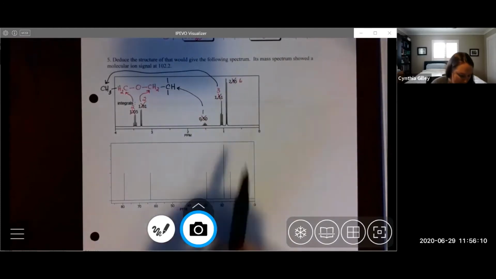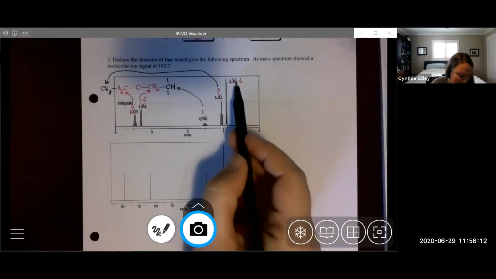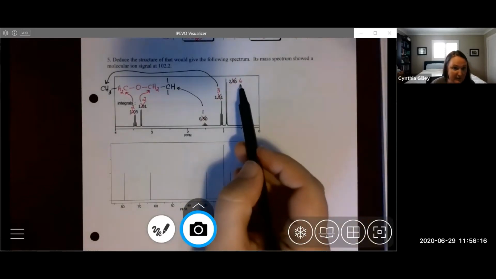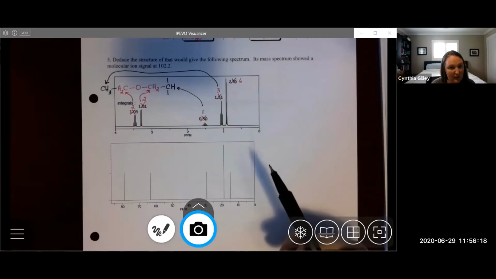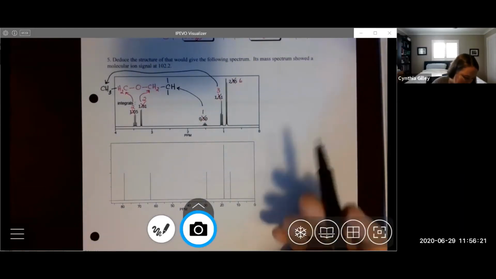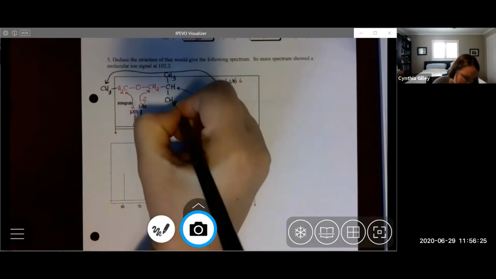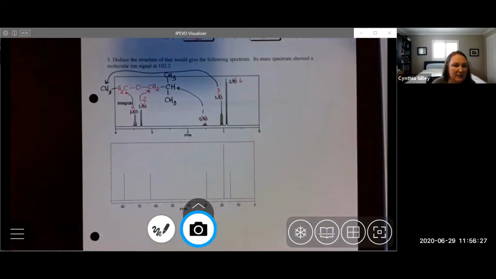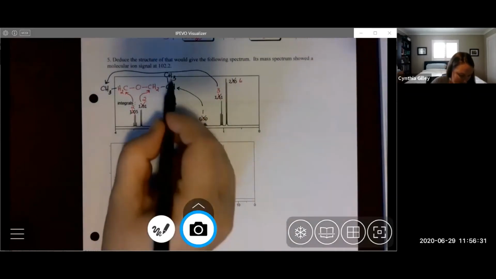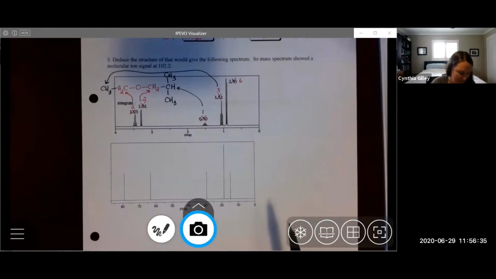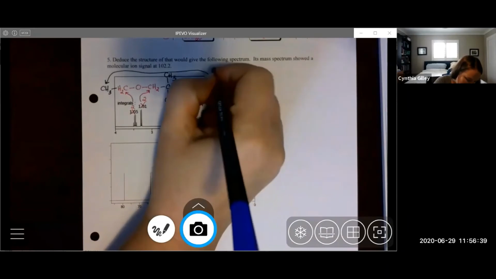But if I take a look at this one, I've got 6 hydrogens that are a doublet. The only way to get 6 equivalent hydrogens is to have 2 methyl groups. So if I put a methyl group here and a methyl group here, and they are equivalent, then it would integrate for a total of 6 hydrogens, and it has 1 neighbor, so we would expect a doublet.